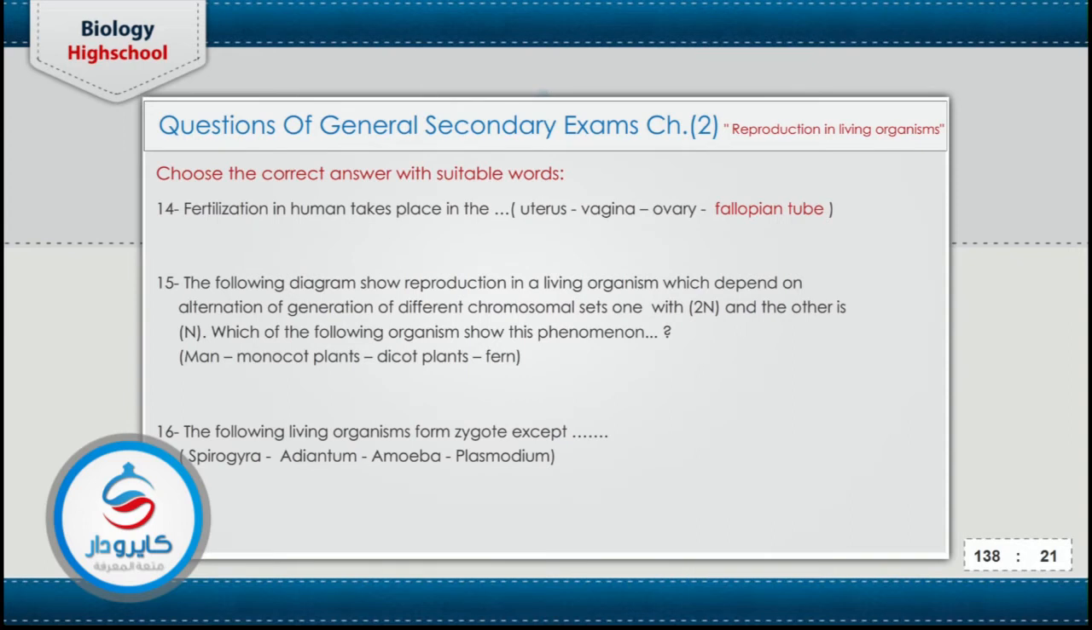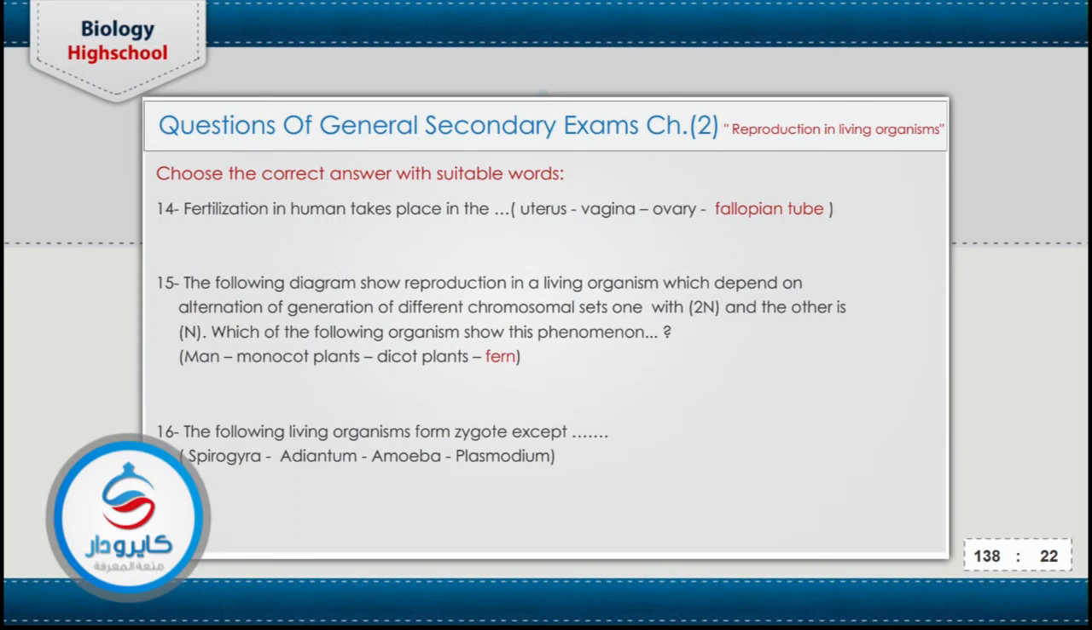The next question, the following diagram shows the reproduction in a living organism, which depends on the alternation of generation. Without the presence of the diagram, we can answer the question: man, monocot plant, dicot plant, fern. We understand that the alternation of generation takes place in fern.